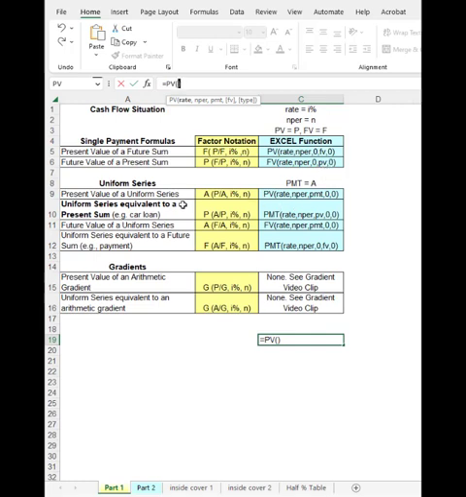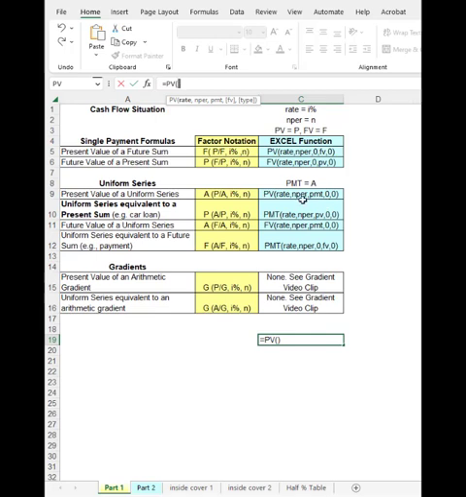So now let me jump to the uniform series and point out that if we want to find the present value of a uniform series, now we're finding the present value of an A series or a payment or a uniform series. And the factor notation is pretty straightforward. But now we're still using the PV Excel function, but we put our uniform series amount in the PMT field, the third one, and we leave the fourth one zero because we don't have a future value in this problem.